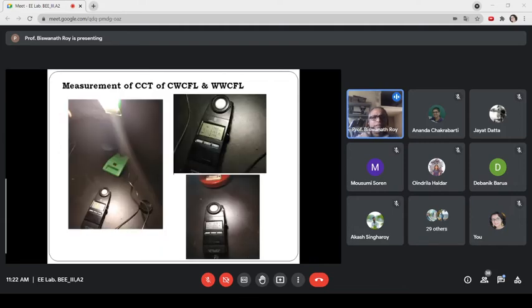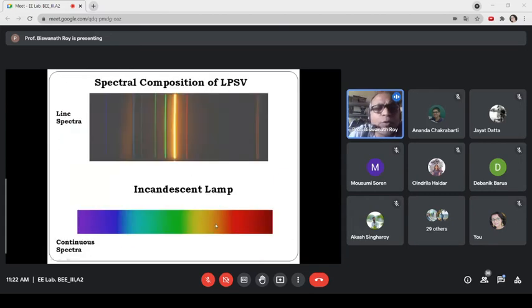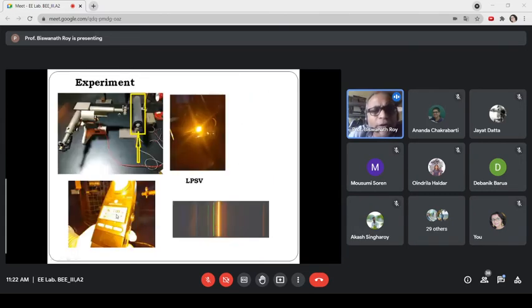So next is the measurement of CCT. CCT is measured with the help of a chromometer, right? When I hold the chromometer very close to the low pressure sodium vapor lamp, no reading is visible. No reading is shown by the chromometer.